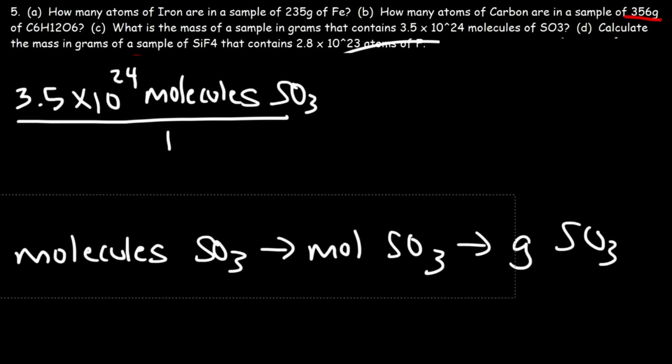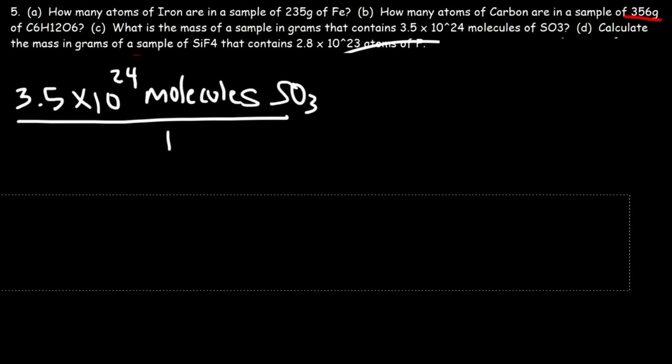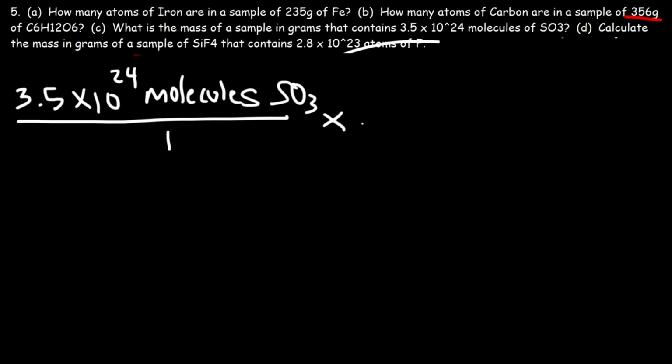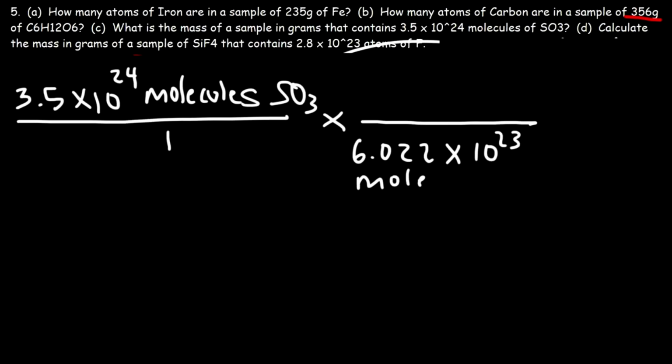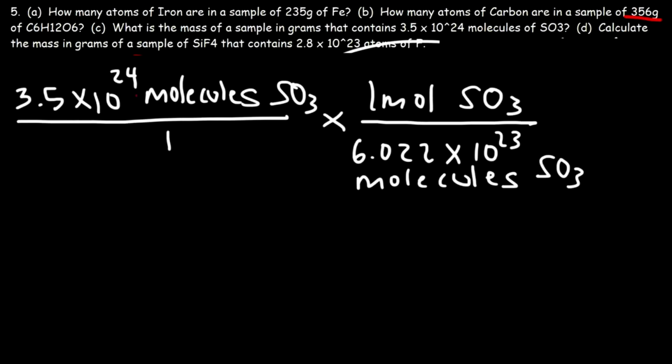So we don't have to change the substance in this example. Using Avogadro's number, we could say that there's 6.022 times 10 to the 23 molecules of SO3 for every 1 mole of SO3. So we could cancel these units. And now for the last step, which I'm going to rewrite here, we need the molar mass.